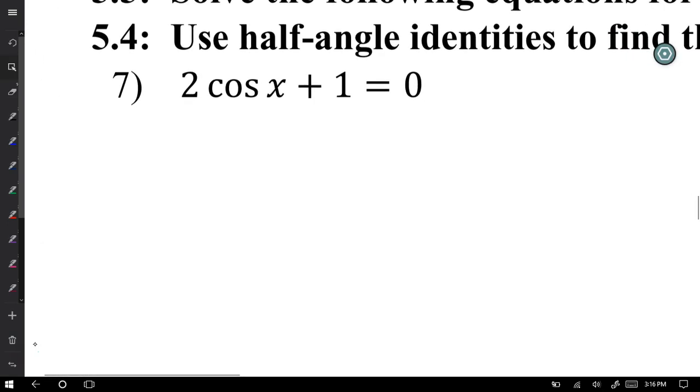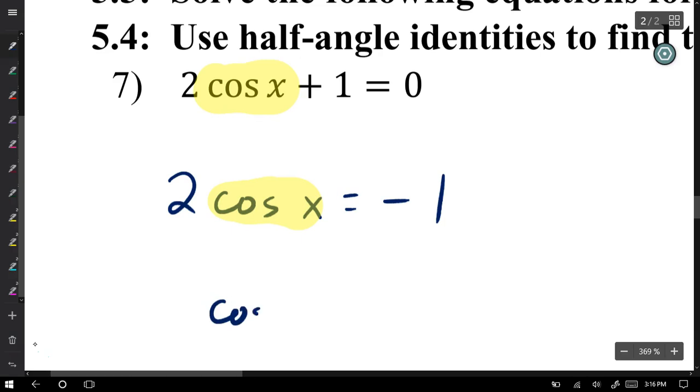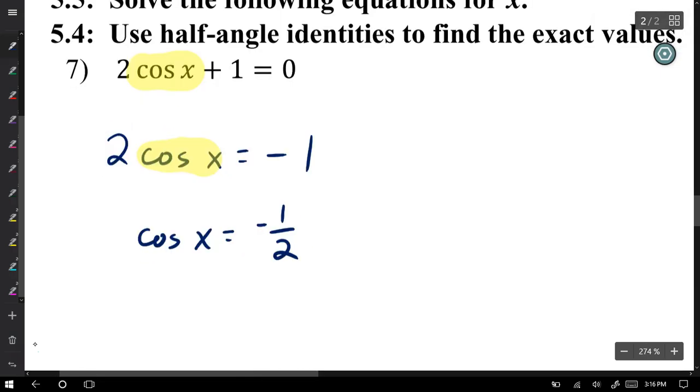This is a pretty basic structure for us. If I want to solve for cosine, I'm going to try and get that by itself. So I'm going to subtract the 1. And then, to get the cosine by itself, I'm going to divide by 2. So there is where cosine of x equals -1/2. I've isolated the object I've solved for.